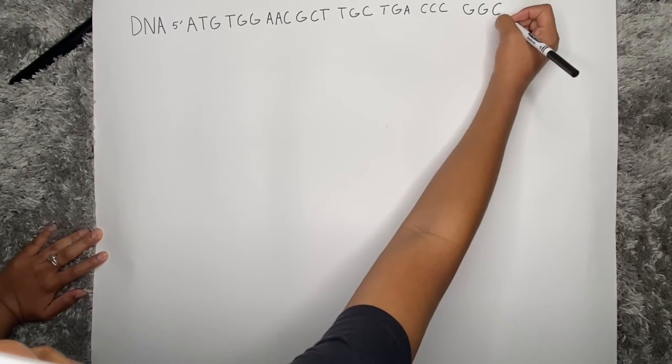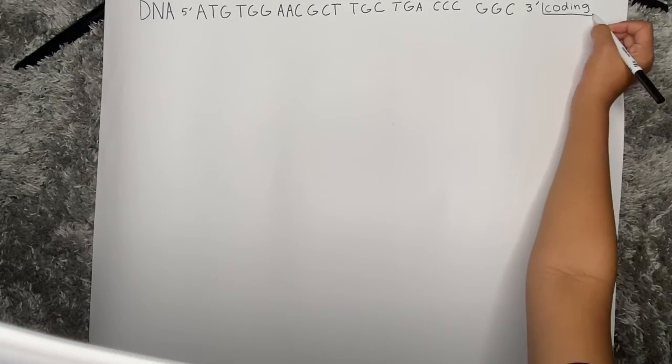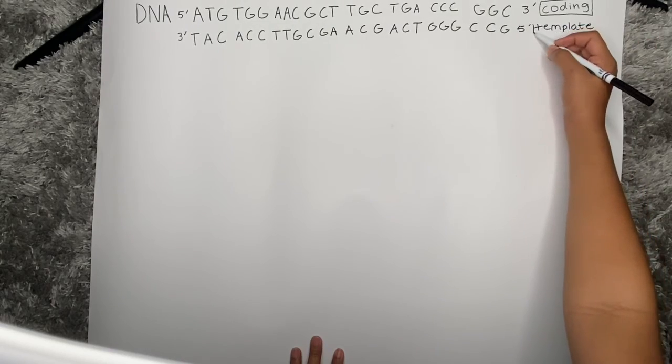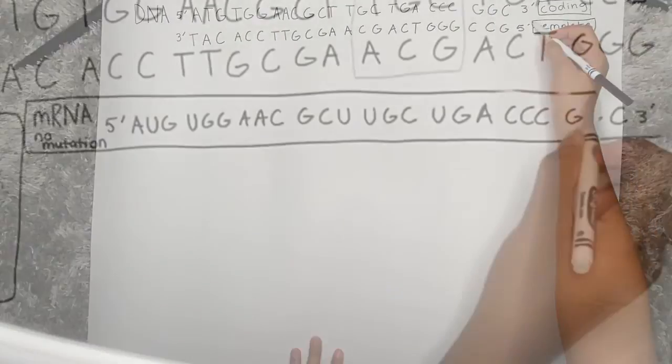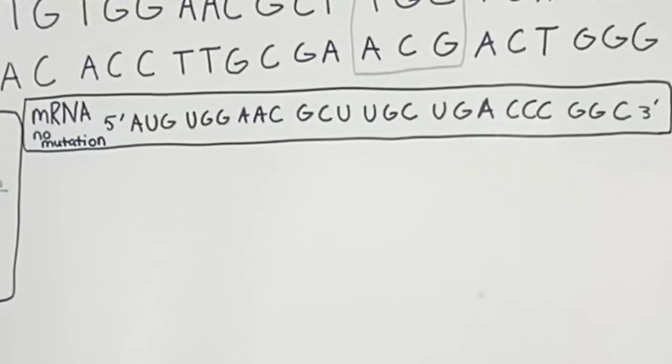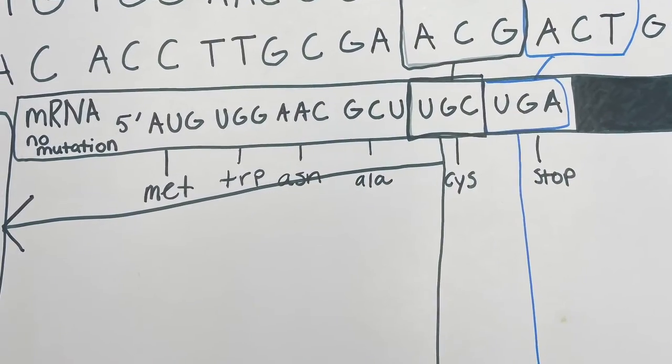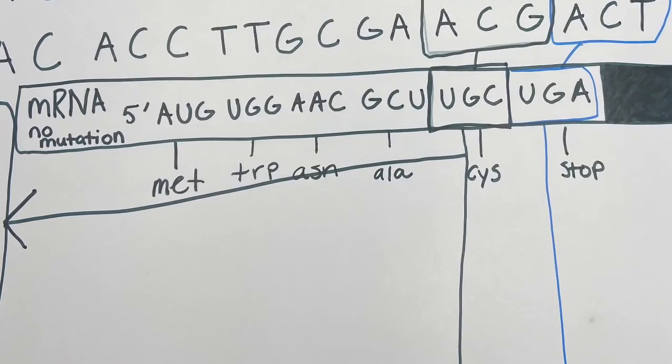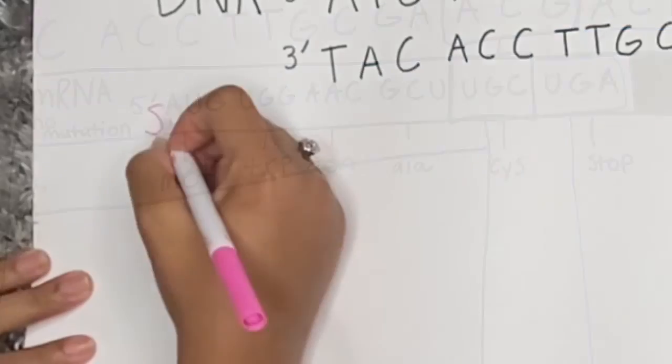Today we are going to be talking about point mutations. Here I have written a DNA sequence. The top strand is the coding strand and the bottom strand is the template strand. Below it you will see the corresponding mRNA sequence with no mutations. The translation of this sequence into protein is shown here. I will be demonstrating different types of point mutations in the sample DNA strand.